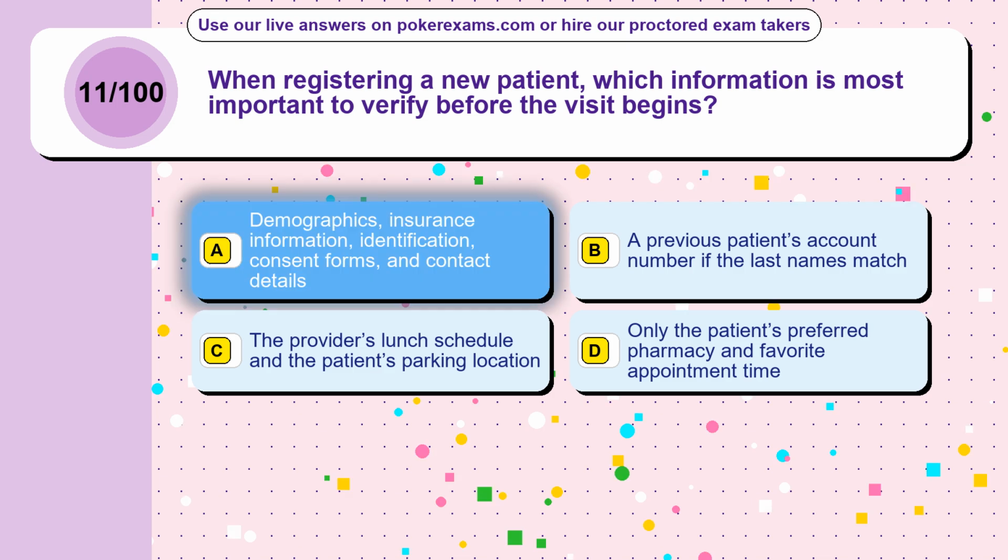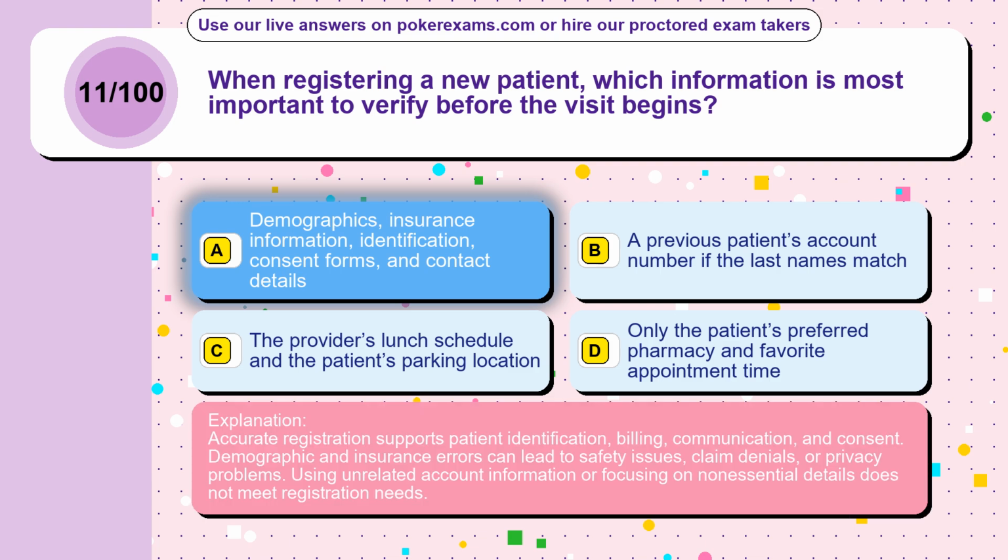The correct answer is option A. Demographics, insurance information, identification, consent forms, and contact details. Accurate registration supports patient identification, billing, communication, and consent. Demographic and insurance errors can lead to safety issues, claim denials, or privacy problems. Using unrelated account information or focusing on non-essential details does not meet registration needs.